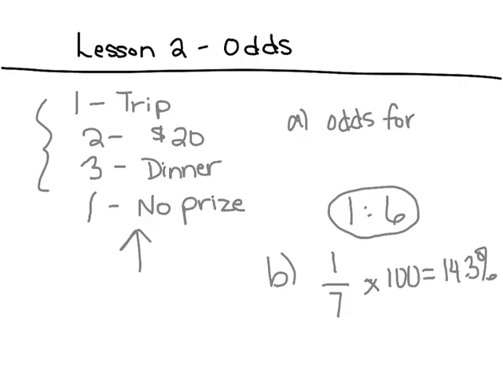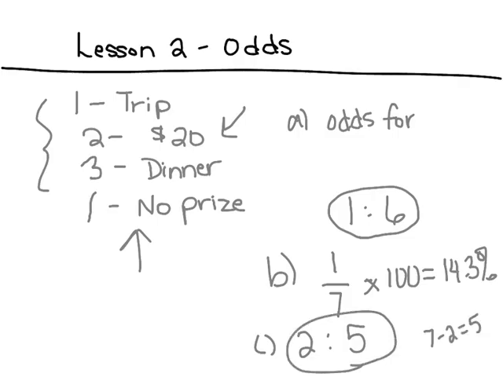And the last one is, what are the odds of Alice winning a gift certificate? So the gift certificate, there's 2 chances of it happening, which means that there are 5 chances of it not happening. 7 minus 2 is 5. So these are the odds for Alice winning a gift certificate. So not quite like probability, but very close.